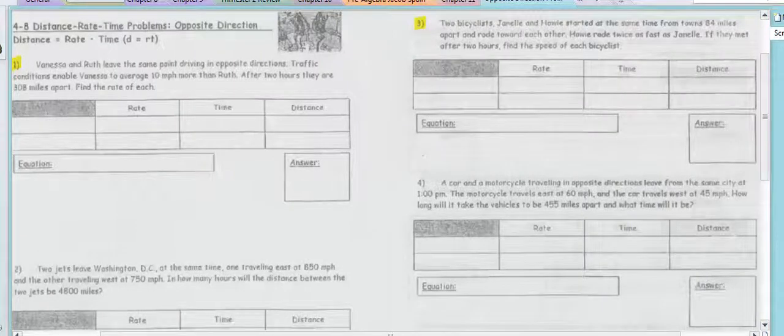Okay, so today's lesson is motion problems, and we are going to be doing opposite direction problems today. Alright, so we're going to do number 1.